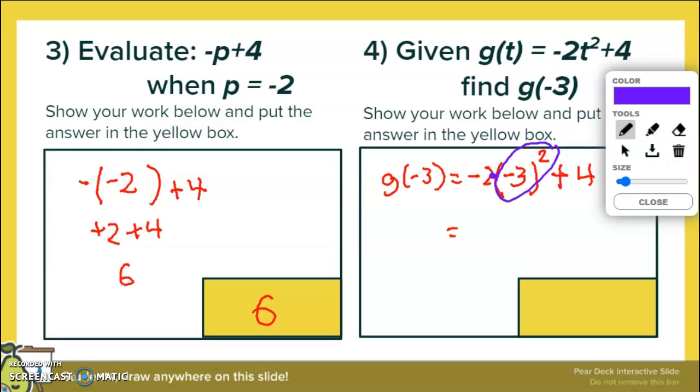Now, again, negative 3 squared is not negative 9, because whatever is in the parentheses is being multiplied by itself twice. So it's negative 3 times negative 3. That is what negative 3 squared is. And then to that, you are multiplying negative 2. And then finally, you're adding 4. Negative 3 times negative 3 is positive 9. Positive 9 times negative 2 is negative 18, plus 4 is going to give me negative 14. And that's my final answer.